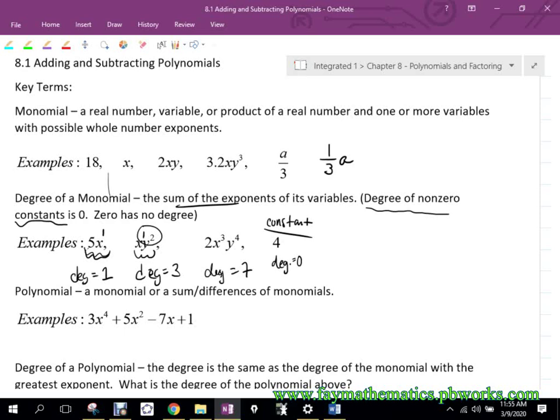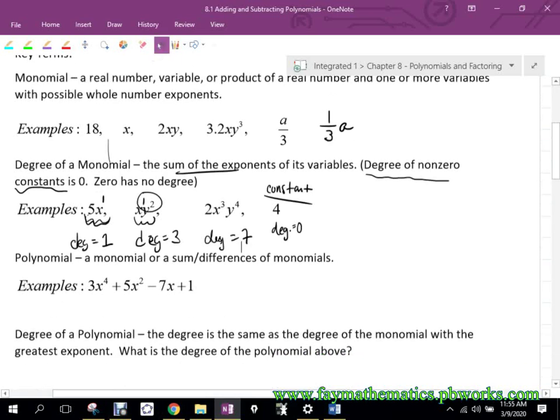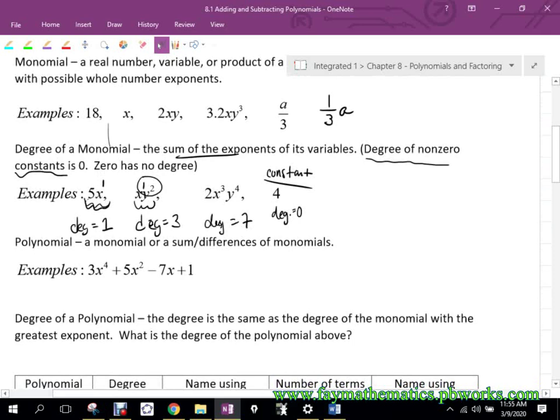The next type of term that we're going to talk about is called a polynomial. What does poly mean? It means many, right? So nomial, again, means terms, so poly means many terms, or multiple terms. The one thing about this that gets kind of confusing for some people is that a monomial is actually classified as a polynomial. It's like a subgroup of polynomials.